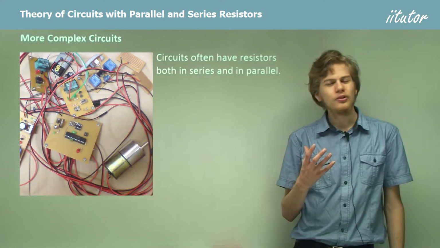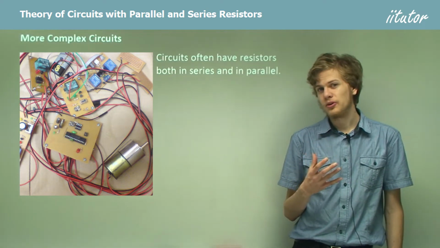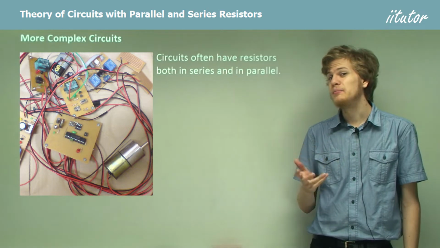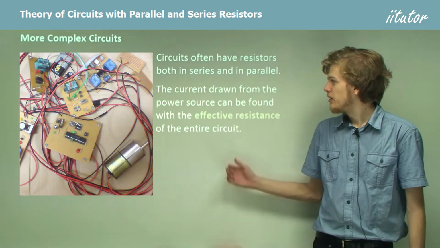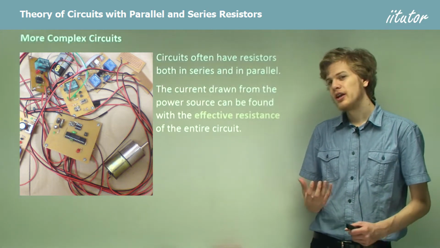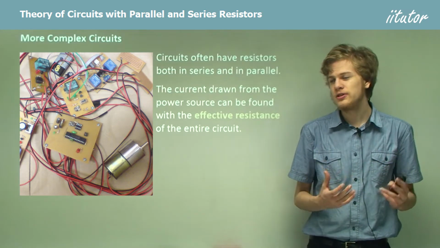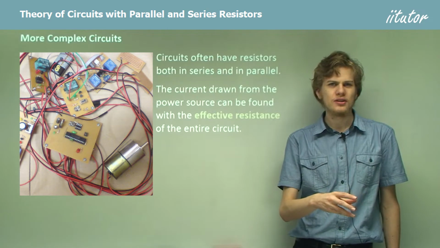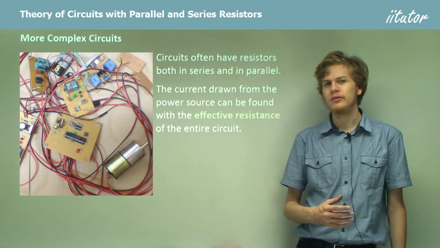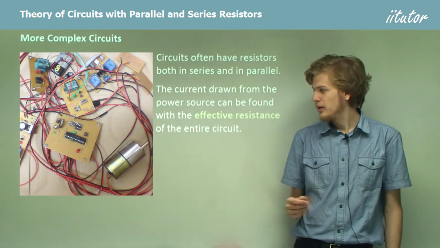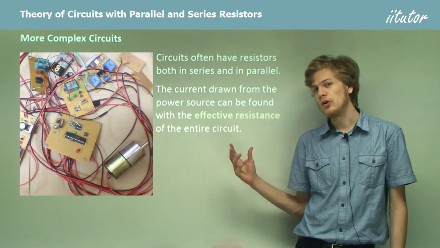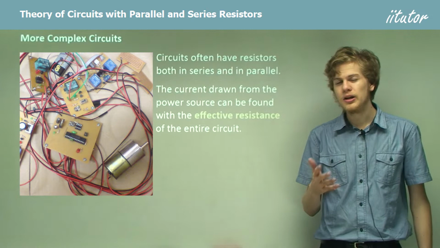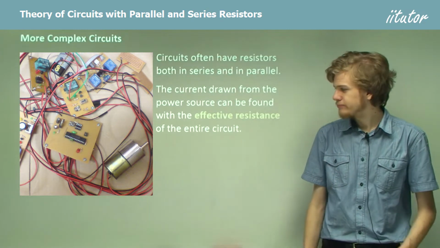Now, in real life, we don't really get extremely simple circuits. Circuits will often have resistors both in series and in parallel. So the current drawn from the power source can be found by finding the effective resistance of the entire circuit. You can't just pick one resistor and say, oh, that'll figure out the current drawn from the battery. You have to look at the entire circuit at once and calculate its total resistance. Luckily, we're now in a position where we can do that.